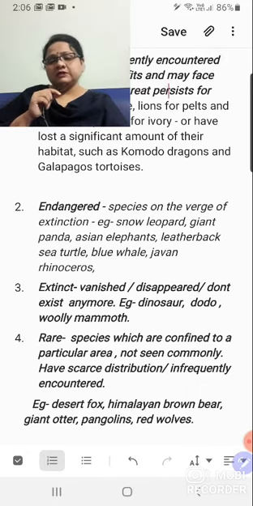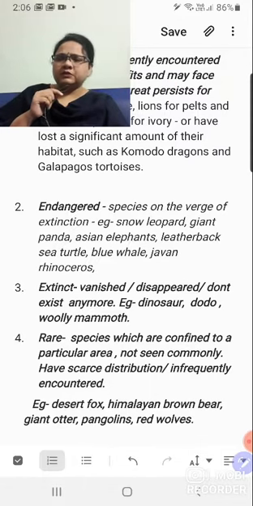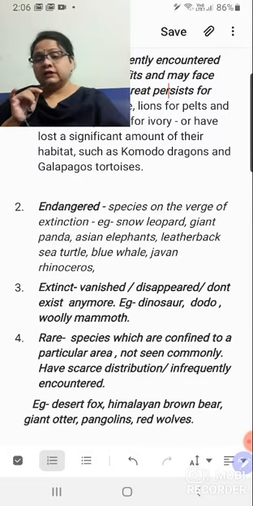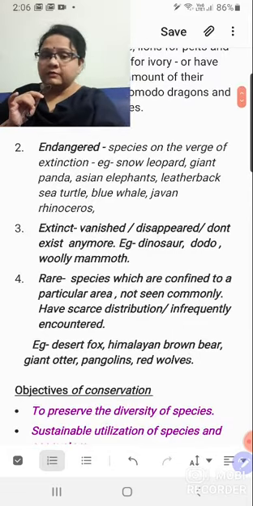Already the examples are there: desert fox, Himalayan brown bear. Sometimes we mention the locality where they are found. Like desert fox, found in desert only, then Himalayan brown bear, only in the Himalayas, and then you see the giant otter, pangolins, red wolves. These are the examples, right? Please read them and please learn them as such, dear, so that you don't face any problem.